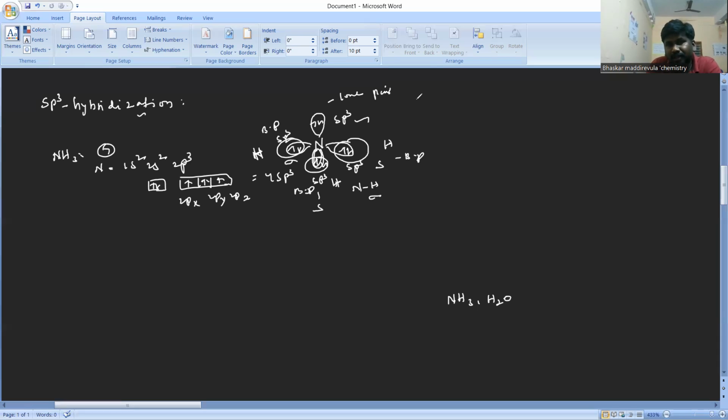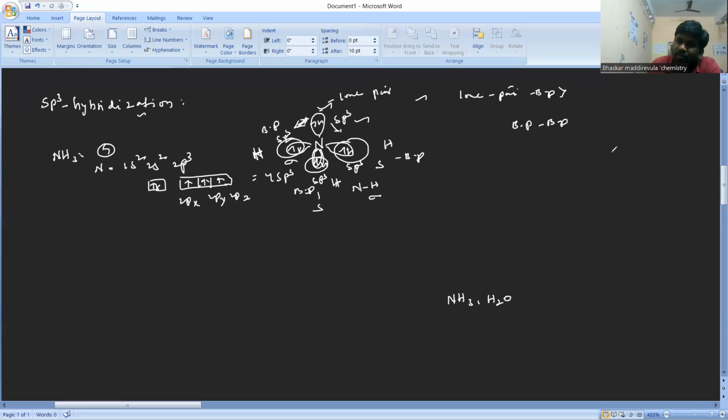So already we heard from the valence shell electron pair repulsion theory that lone pair-bond pair repulsion is more compared to bond pair-bond pair repulsion. Because of the more repulsion from the lone pair, instead of tetrahedral, the molecule will possess a distorted tetrahedral geometry, and the bond angles will decrease.